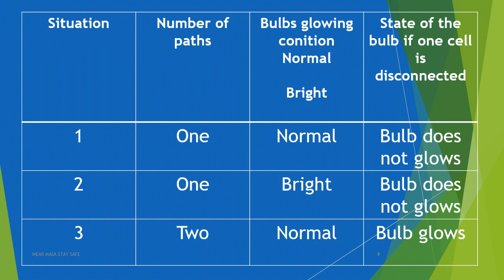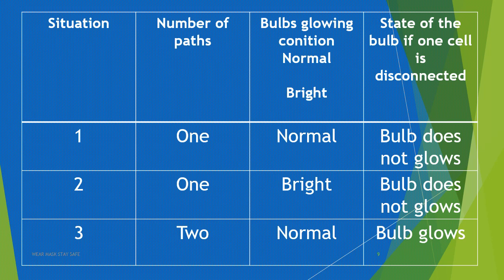In the first situation, the bulb will glow normal. In the second situation, the bulb will glow some more bright. And in the third situation, the bulb will glow normal again. Understand? Only in the second situation will the bulb glow bright. Why? Because two cells are connected in series, so more voltage will flow, and automatically the bulb will be bright. Understand?